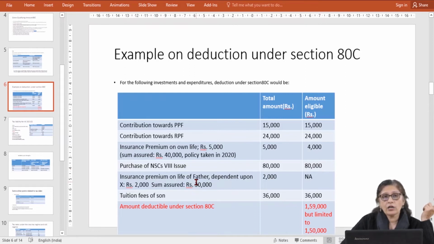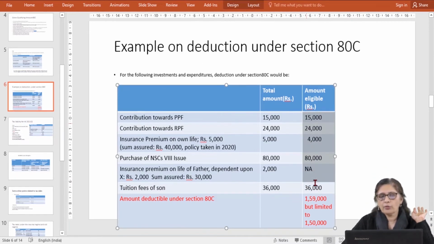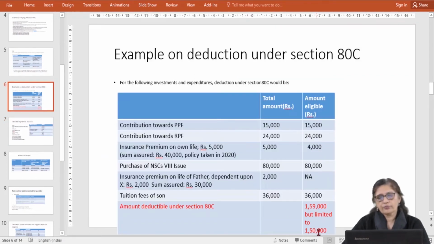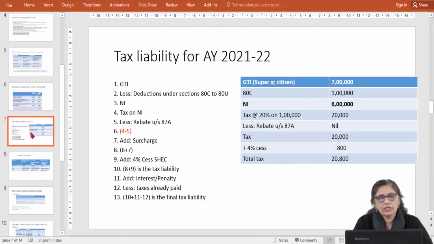Premium on the life of father. Any premium on the life of father is not eligible for 80C. So, whatever is the amount of premium, it is not eligible for deduction under 80C. Tuition fees of son. You have just one child, 36,000 you pay for the year, 36,000 is eligible for 80C. So, when you add them all, you have a gross qualifying amount of 1,59,000. And we have discussed deduction under 80C cannot exceed 1,50,000. So, of this 159, you can claim a deduction of 1,50,000.